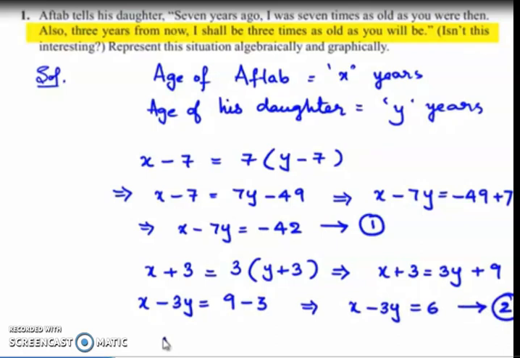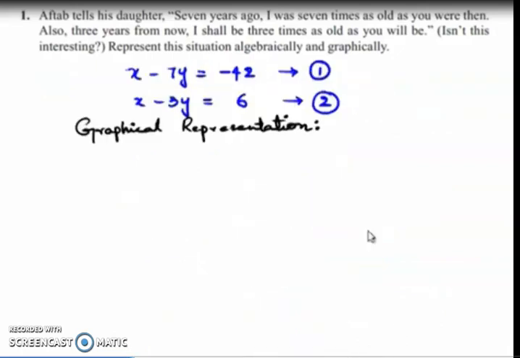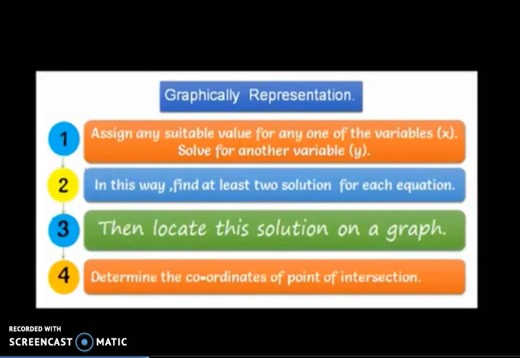Now I have represented the situation in algebraic equations, which means the first part is over. Represent this situation algebraically: so equations 1 and 2 are my algebraic representation of the given situation. Now I will proceed further for graphical representation. Two equations I already have. For graphical representation, first I have to assign the variables and form the equations. We have to find at least two solutions for each equation.